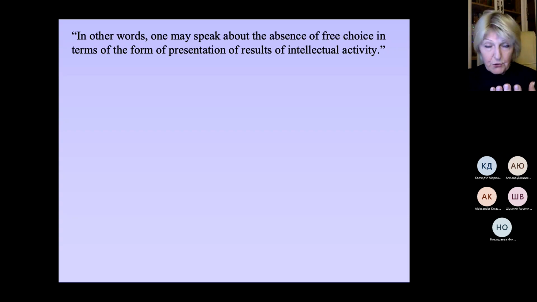So can or cannot choose? Switch on, please. Somebody can choose the form of presentation. Okay, cannot choose what? How to present the results of intellectual activity, I guess. What is the results of intellectual activity? Choose the right adjective to results.